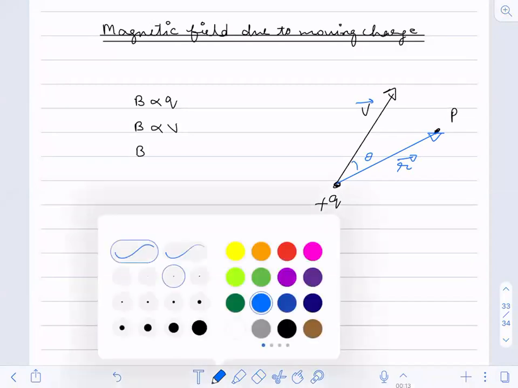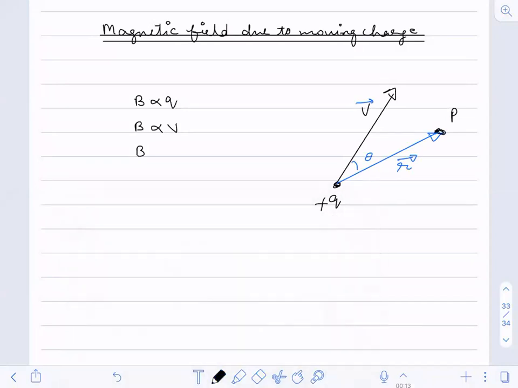So the magnetic field at point P would also depend upon the inverse of the square of the distance from the point where the charge is to the point where you want to calculate the magnetic field. B also depends upon this angle, the value of sine theta over here. B also depends upon sine of theta.